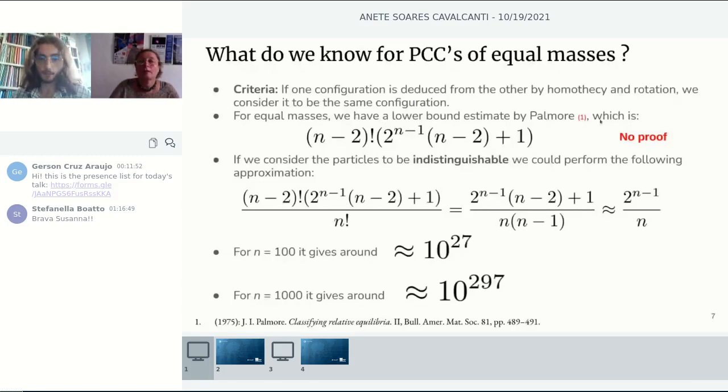It is not a proof. But if, for example, we consider that all the particles are indistinguishable, we can get rid of some configurations by dividing by this factor, and we obtain more or less this expression. The idea basically is that for 100 bodies, it gives around 10 to the 27. That is an extremely huge number. But for 1,000, it gives around 10 to the 297. So if you want to compute a complete list, for example, for 1,000 bodies, it is going to be extremely challenging.